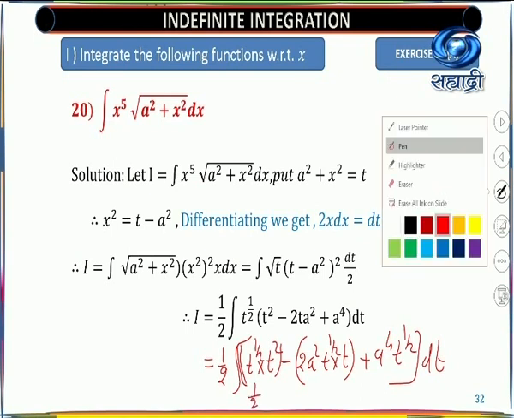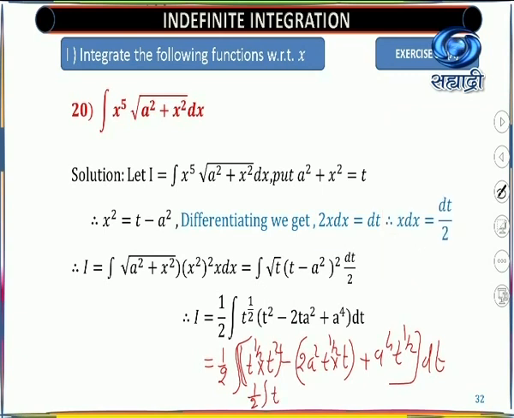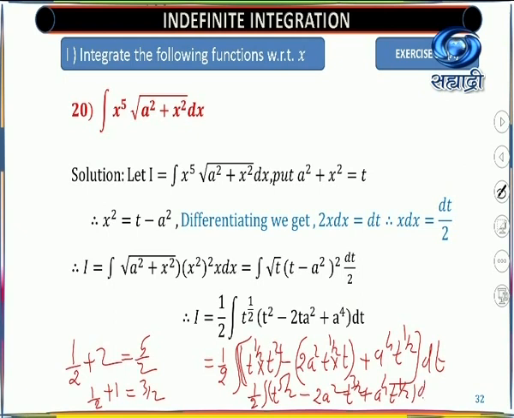So you will get this as half integral t raised to power half plus 2. What is half plus 2? Because it is indices law, 2 twos are 4 plus 1, that gives you 5 upon 2. So here you are having t raised to 5 upon 2, minus 2a square, t raised to half plus 1. Indices law, so power is half plus 1, which gives you 3 by 2. So here you are having t raised to 3 by 2. There is no change in the last one, t raised to half, because it is alone into dt.